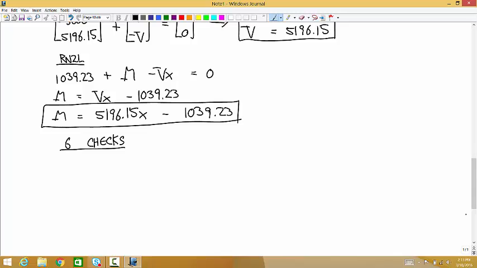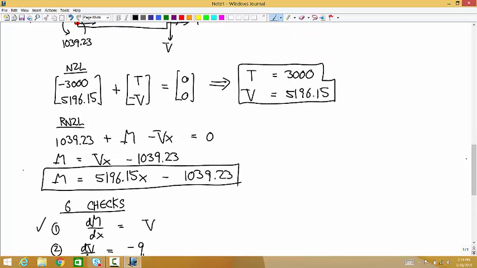Okay, so the 6 checks. The first one, take the derivative of M with respect to x. That should be equal to V. That holds. Second one, take the x derivative of V with respect to x. That should be equal to negative q. dV/dx is equal to 0. There's no distributed load, so that holds. Okay.